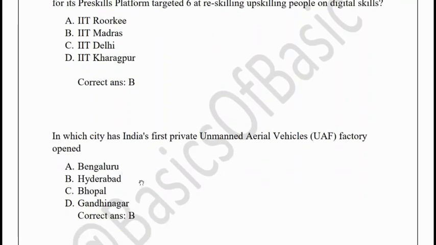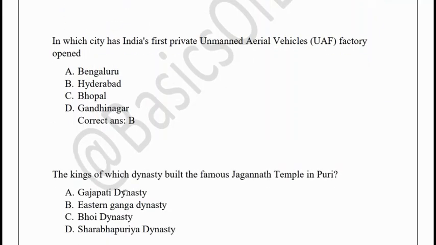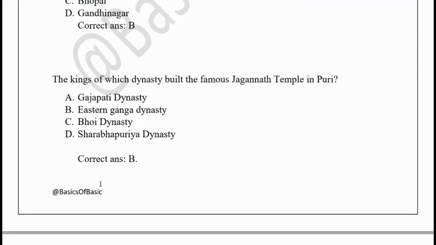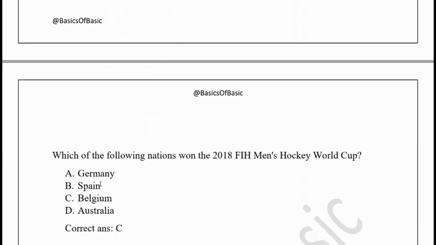In which city had India's first private unmanned aerial vehicle factory opened? It is in Hyderabad. The kings of which dynasty built the famous Jagannath temple in Puri? So it is Eastern Ganga. See, according to the analysis, more static questions are from history itself. So this is the one point that you can gain from this.